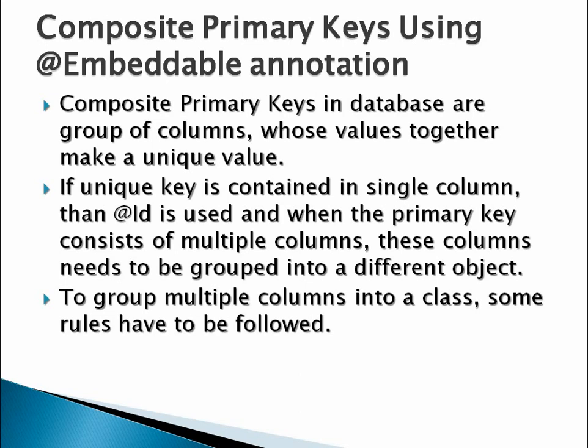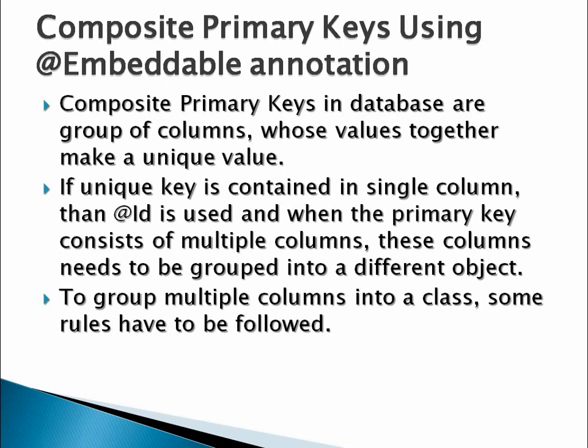Composite primary keys in a database are a group of columns whose values together make a unique value for a row. If the unique key is contained in a single column, then @Id is used, and when the primary key consists of multiple columns, these columns need to be grouped into a different object. To group multiple columns into a class, some rules have to be followed.